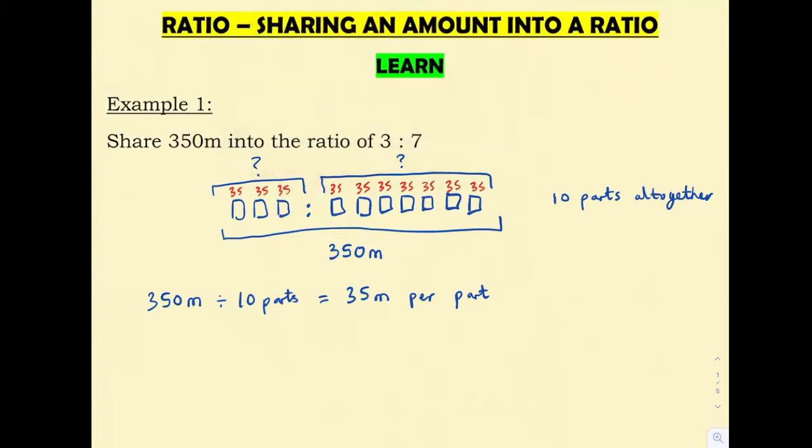To then work out how much we've got in these 3, we're going to do 3 lots of 35, and to work out how much we've got in these 7, we're going to do 7 lots of 35. So 3 lots of 35 would be 105 meters, and 7 lots of 35 would be 243 meters. And finally, we just want to write our answer as a ratio.